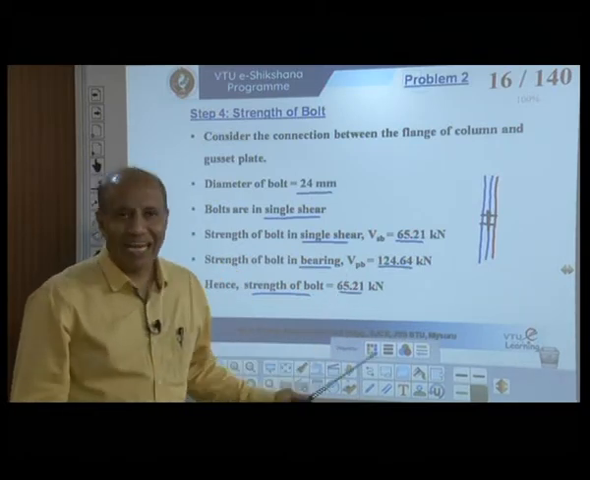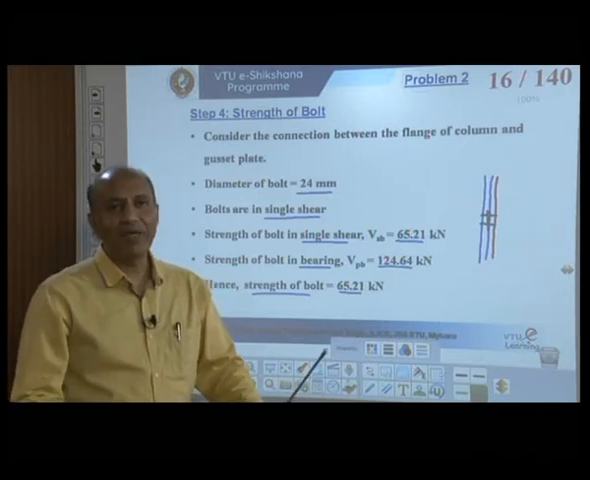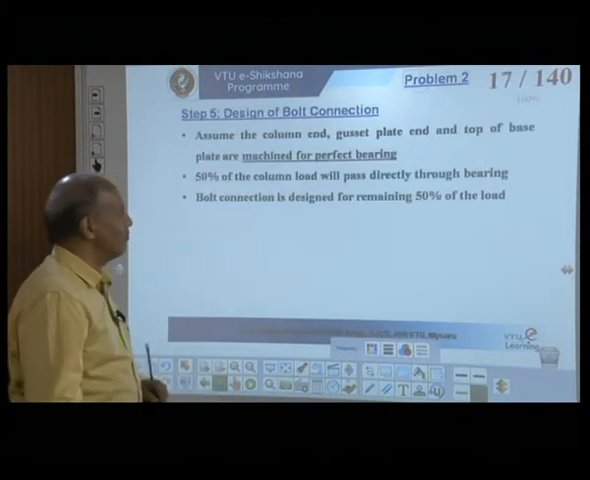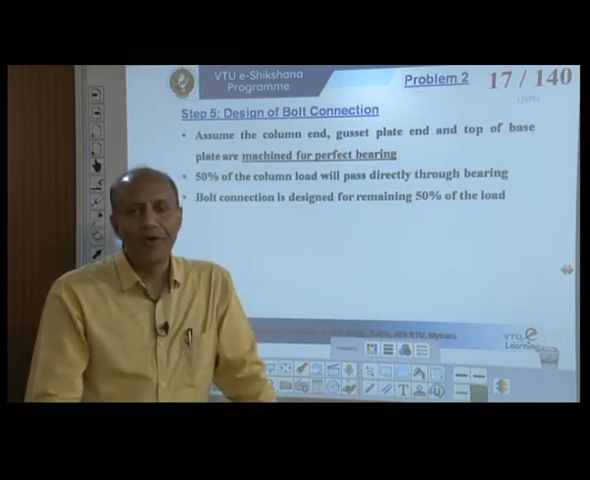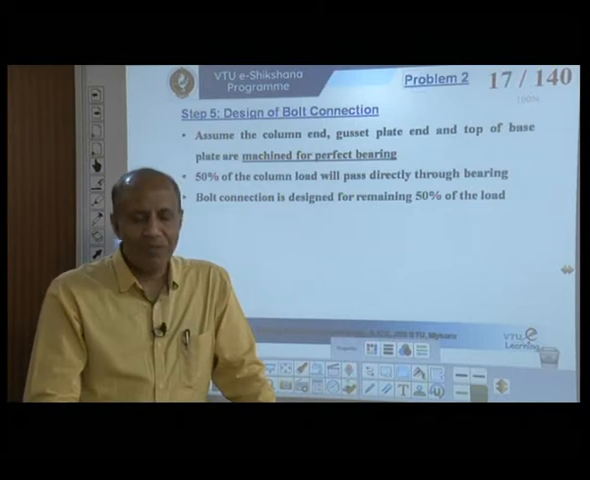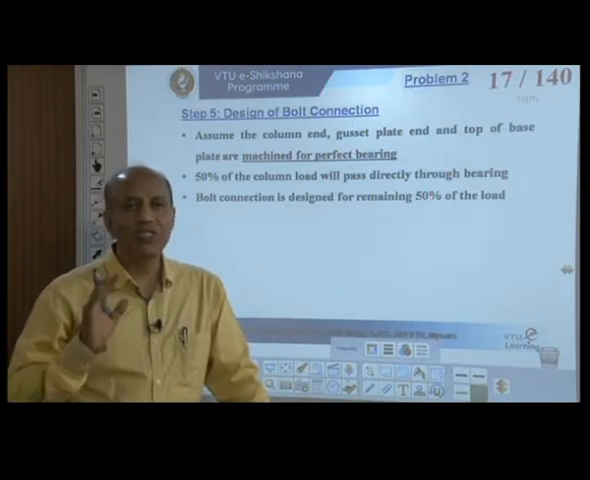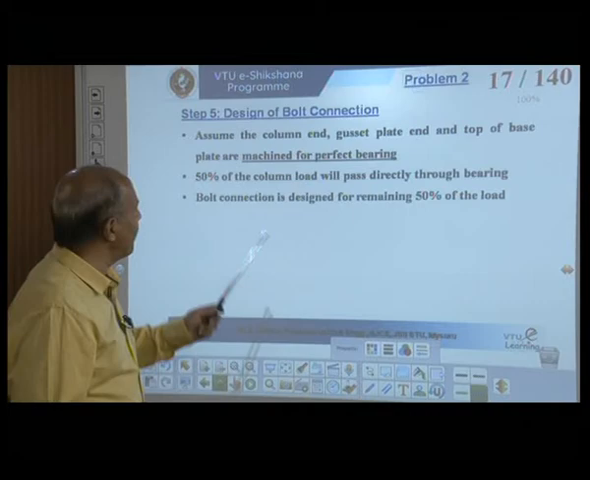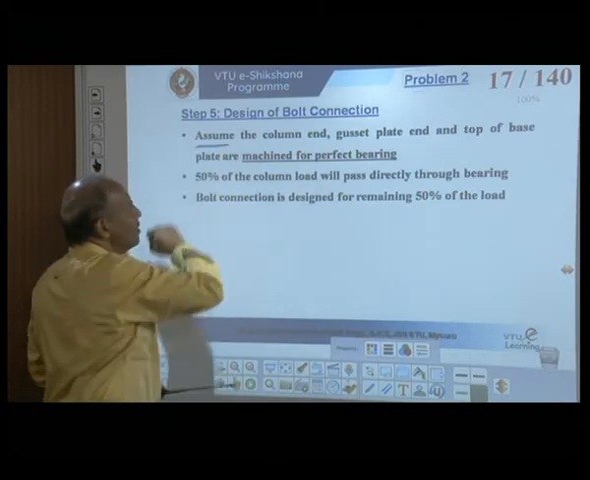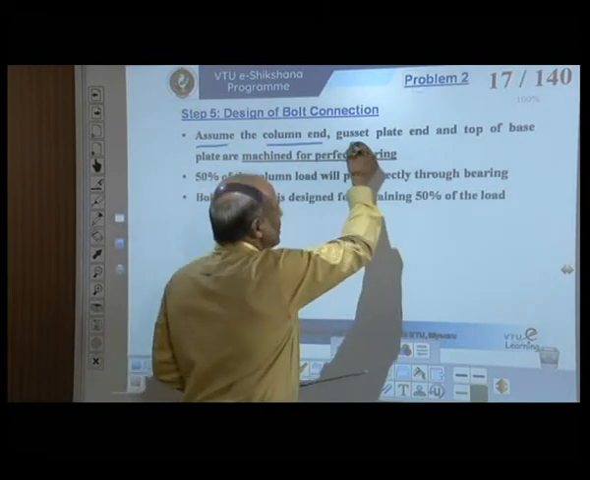So, this is important. Unless you calculate this, you will not be able to calculate the number of bolts required in that particular connection. Now, the next important thing is how much of the load should be resisted by the bolts. Generally, we talk about machined surfaces, that means perfectly smooth surfaces, so that the contact of load can happen through bearing.